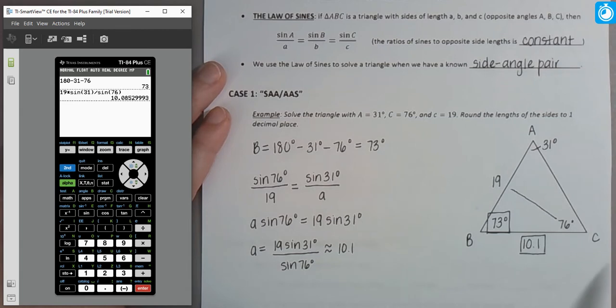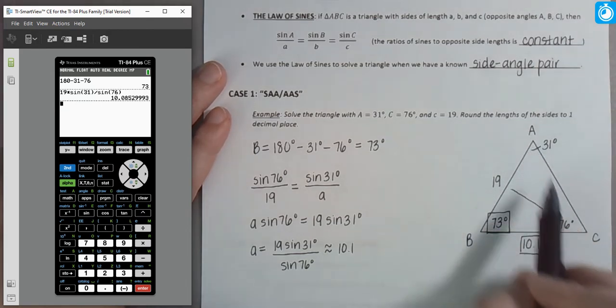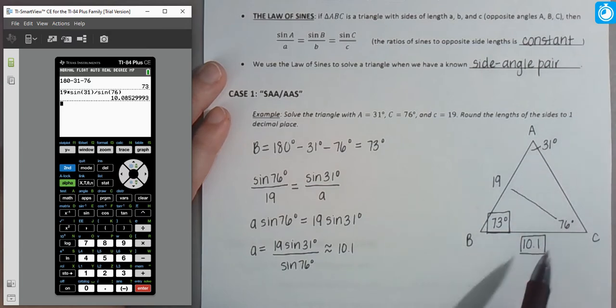Now, does this make sense? Well, remember, this is going to be the smallest side, so at least it's smaller than the side we're already given. So far this makes sense. That means side B should have a length somewhere between 10.1 and 19.